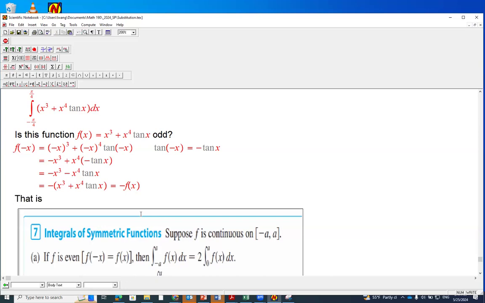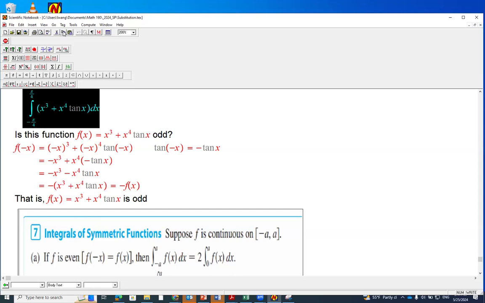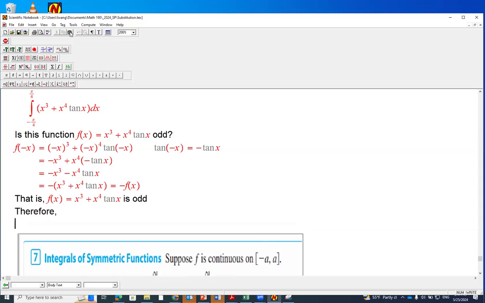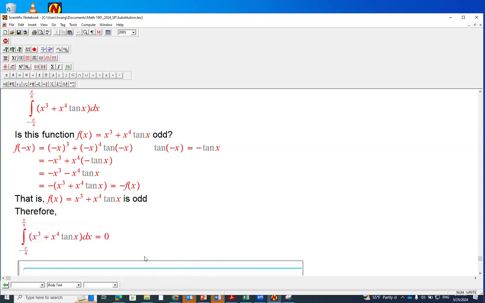You have to put it in words. This function is odd. f of x indeed is odd. If this function is odd, according to this theorem, and we have a symmetrical interval right there, therefore this integration is going to be 0. You don't need to do any substitution.